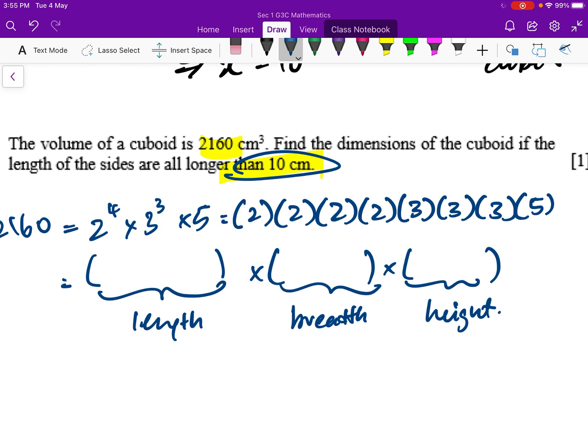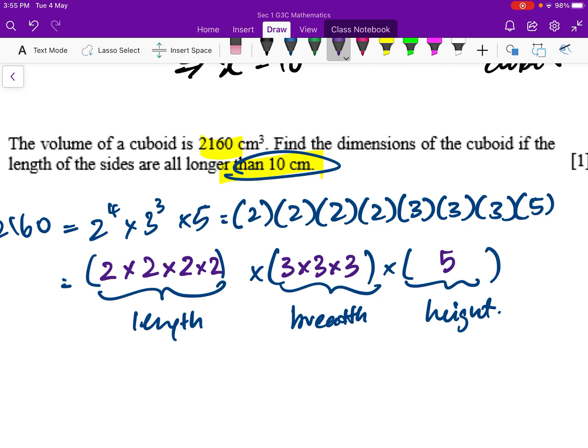Let's start with some trial and error. Suppose we use 2 times 2. So that gives us only 4, which is not greater than 10. Let's go with another 2. That only gives us 8. Let's go with another 2, and now we get 16. Okay, that settles one of them. Let's go on to the next, the breadth. Let's go with 3, 3, and 3. So 3 times 3 is just 9, and now with another 3, we've got 27, leaving us with only 5. And that doesn't help us with the length because the value 5 is not greater than 10.